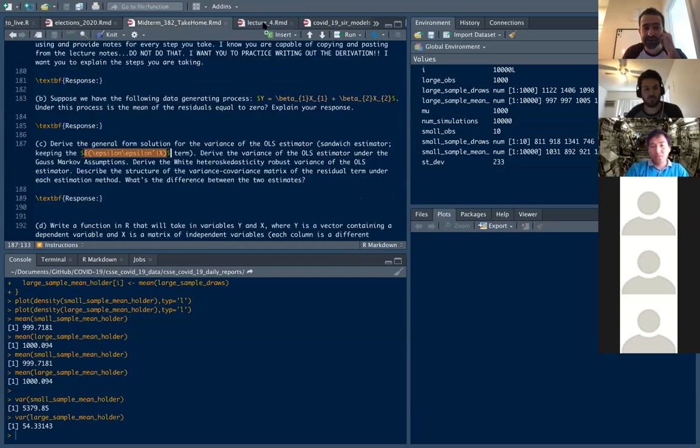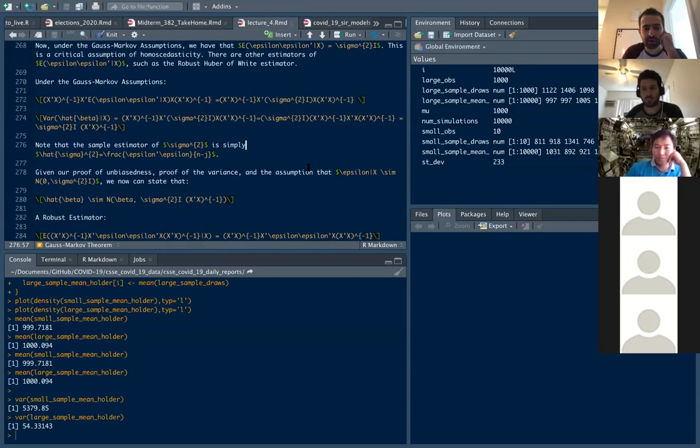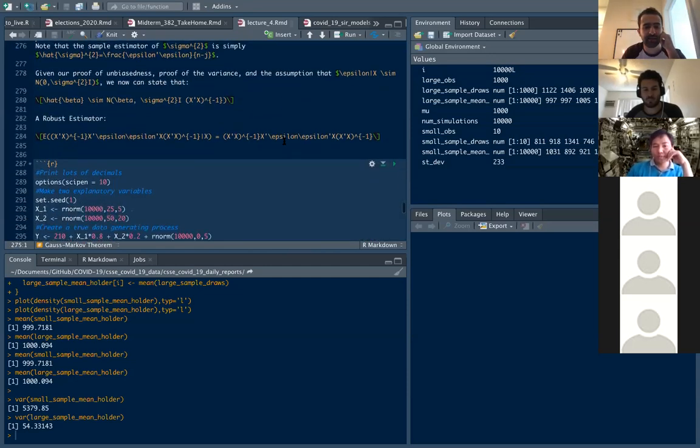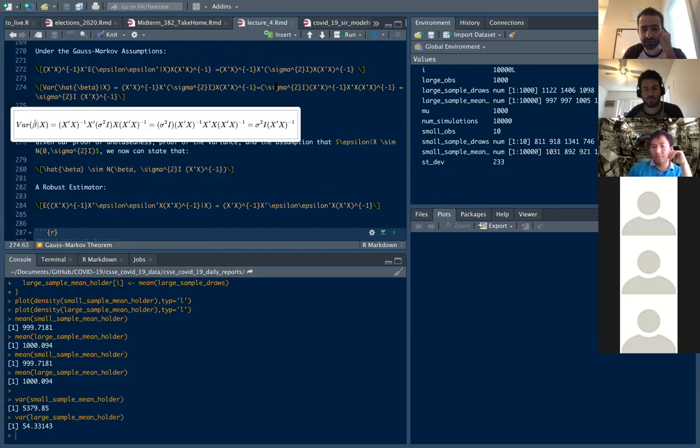Versus with the sandwich estimator, this was the White paper, he was able to show that an unbiased, robust estimator of the expectation of epsilon epsilon prime conditional on x is just plugging in epsilon epsilon prime. So you can't do any further simplifications. This becomes the variance covariance estimator. What's the difference between the resulting variance covariance matrix here versus the variance covariance matrix here? What's the difference?